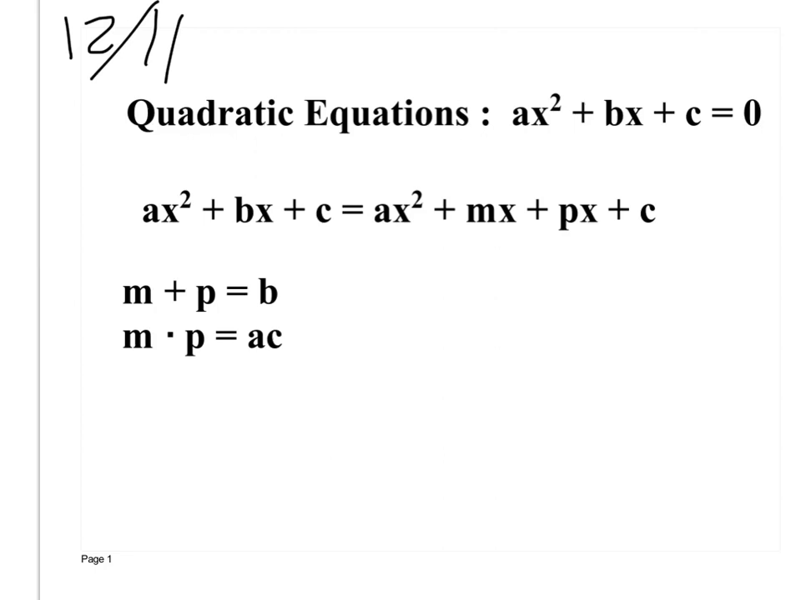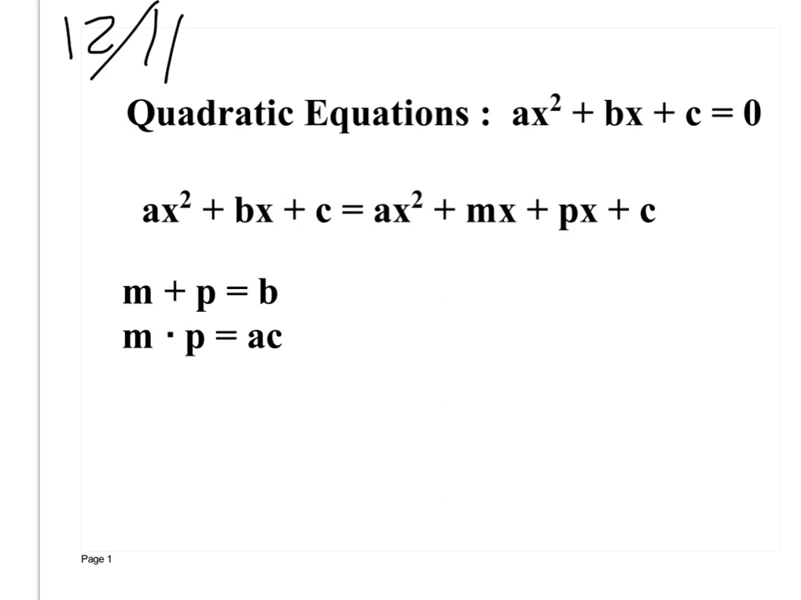Alright, today we're going to do quadratic equations again, except the only difference is now x squared has an a in front. Yesterday it did not. A was 1. So when you're breaking down ax squared plus bx plus c, b breaks down to m and p like yesterday. They add to give you b. When you multiply them, it gives you AC.